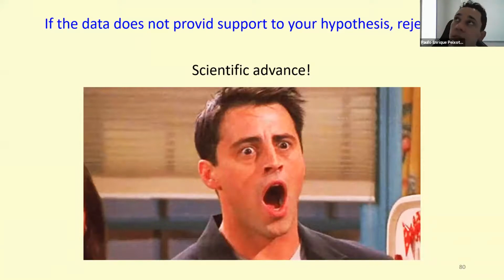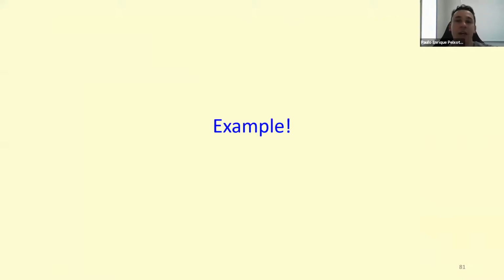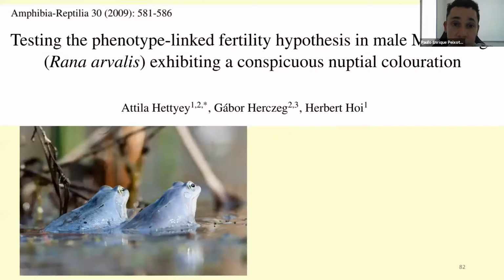You may discuss alternative explanations that now can be discussed because you removed the first one. You removed, for example, a more simple explanation. Now you can explore more complex ones. So scientific advance can be achieved with both significant and non-significant results, okay? And I can show this to you. I brought a very small example of non-significant results that I think provided scientific advance, okay?